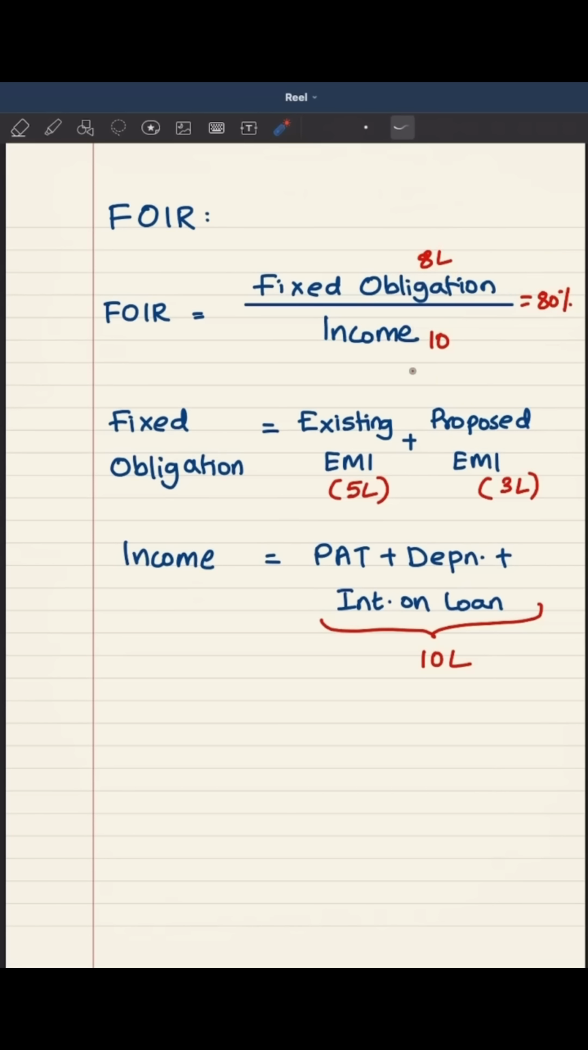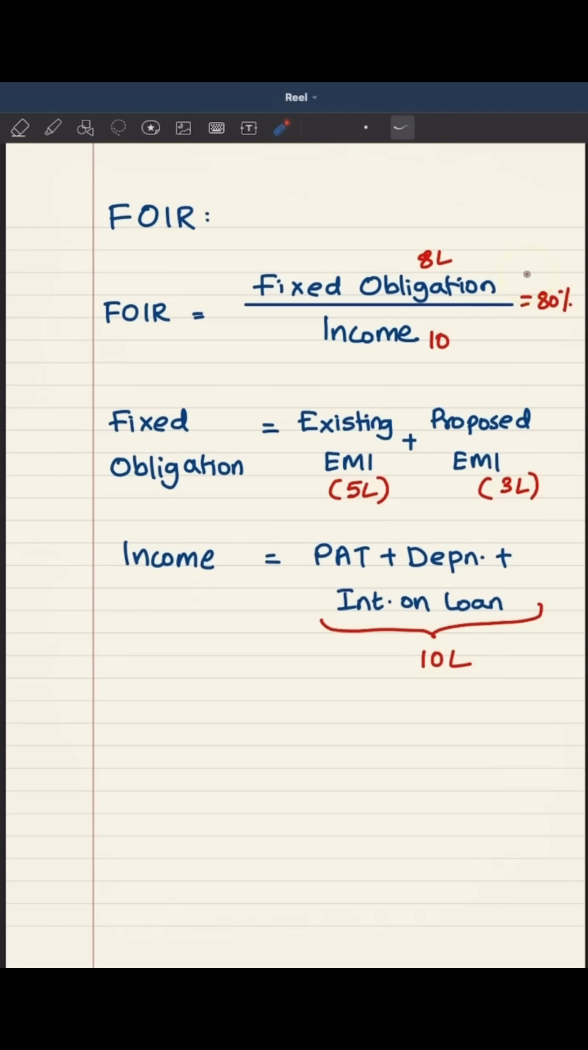It means 80% of the income is going towards fixed obligation, which is very high, because after 80%, this borrower is only left with 20% of income for other purposes, and that will put lot of strain on this borrower.